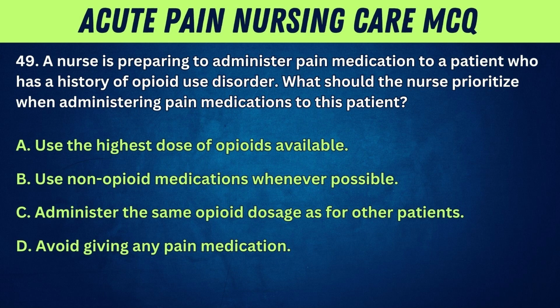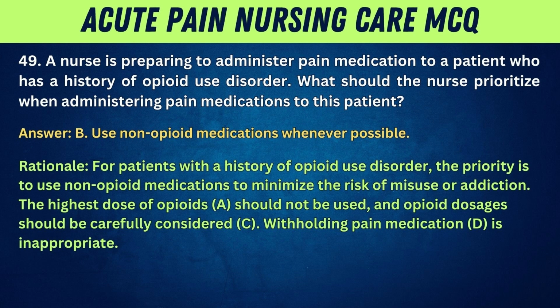49. A nurse is preparing to administer pain medication to a patient who has a history of opioid use disorder. What should the nurse prioritize when administering pain medications to this patient? A. Use the highest dose of opioids available. B. Use non-opioid medications whenever possible. C. Administer the same opioid dosage as for other patients. D. Avoid giving any pain medication.